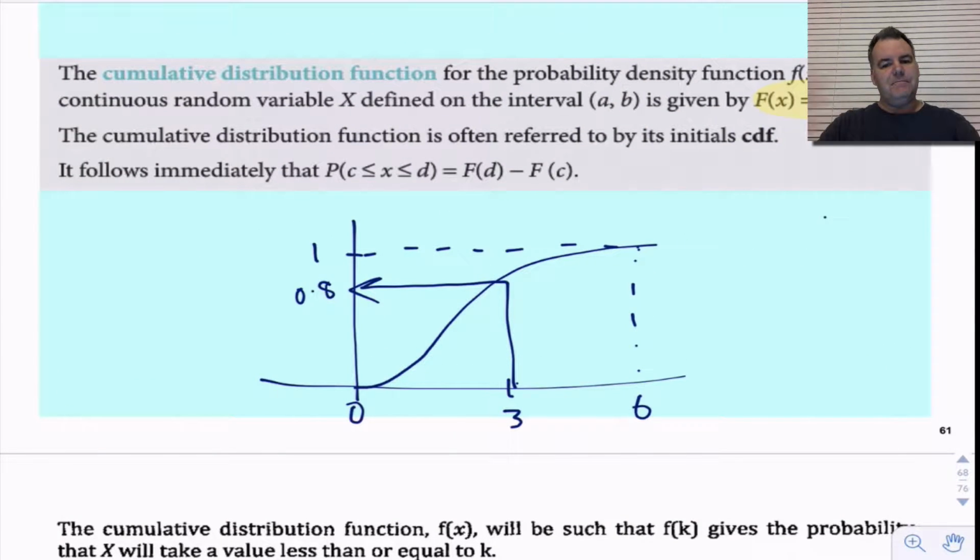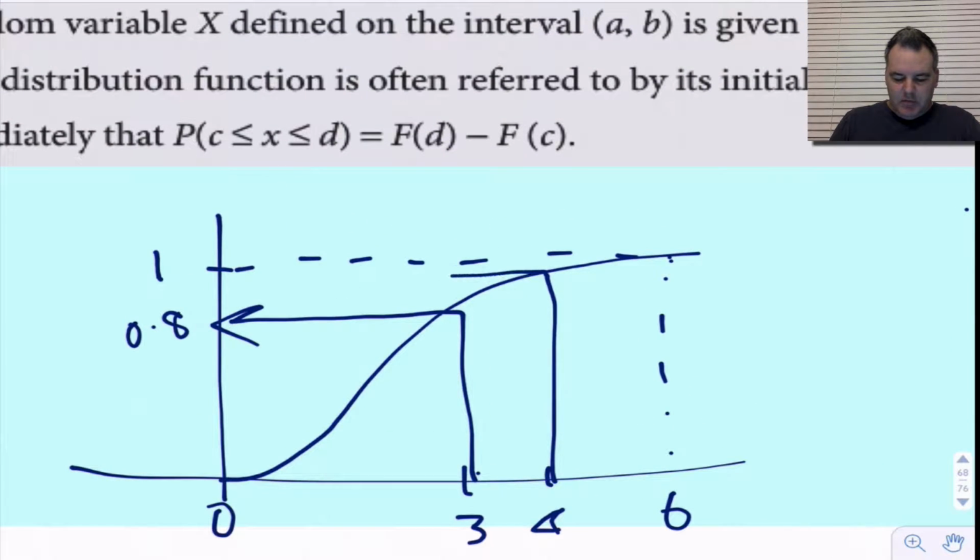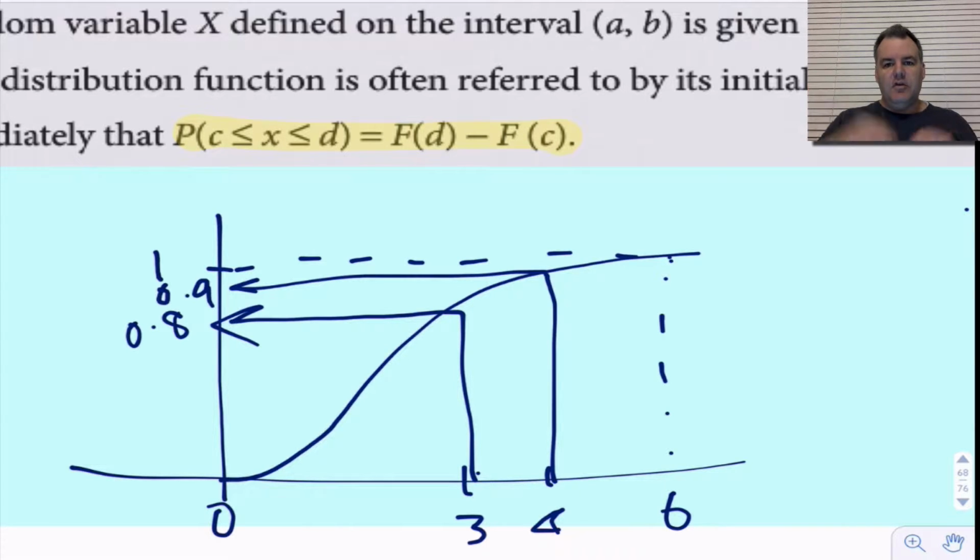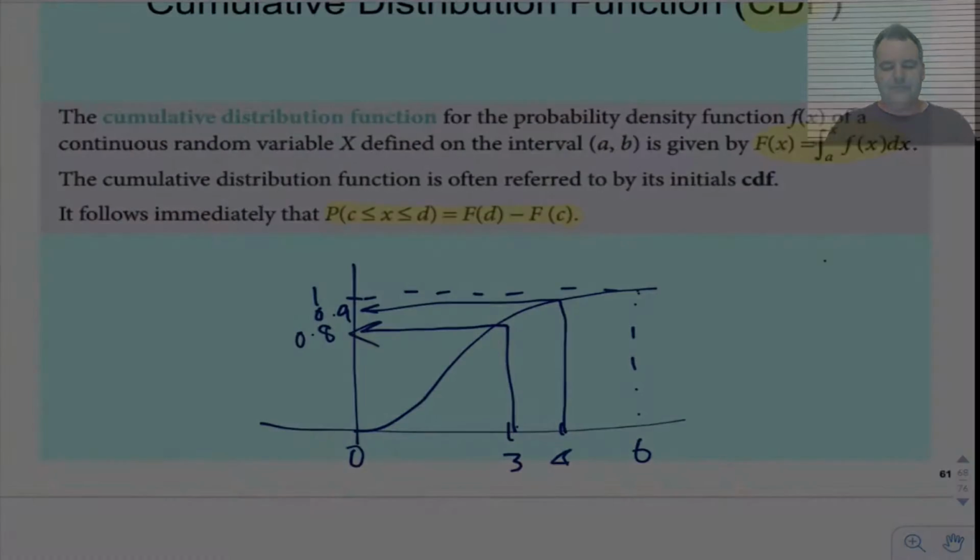Okay, so if we wanted to work out what's the probability that we get between 3 and 4, what we'd do is we'd work out the probability we were at 4 and then minus off the probability that we were at 3. So the answer to that would be 0.1, the chance that we were between 3 and 4. And you can see that in the formula up here. The chance we're between two values is we work out the cumulative distribution function at D, in this case 4, the cumulative distribution function at 3, and then just subtract those two.